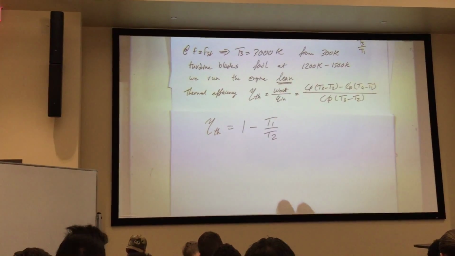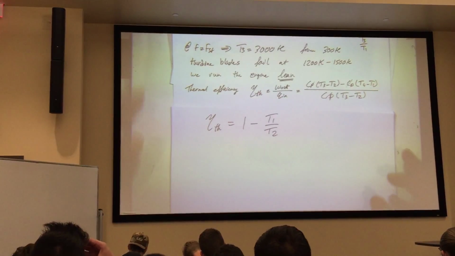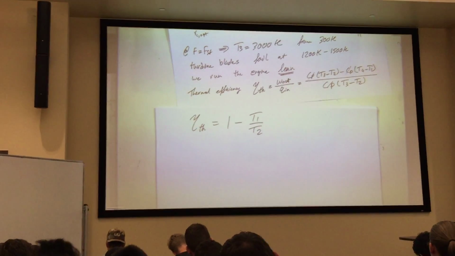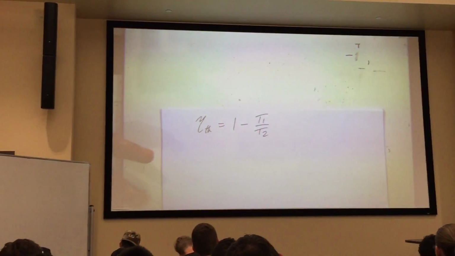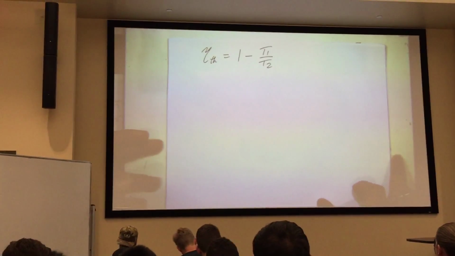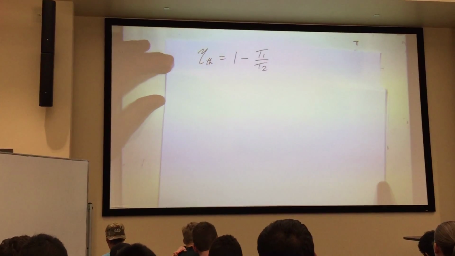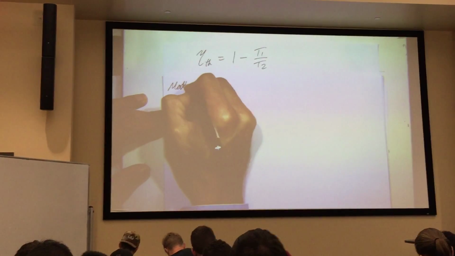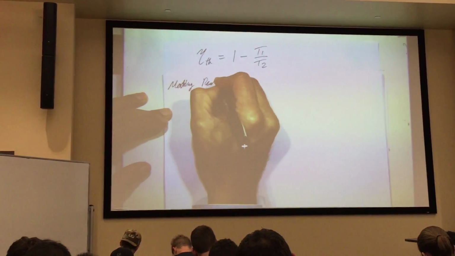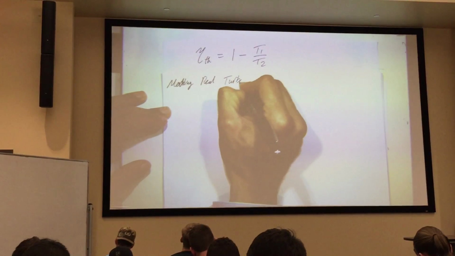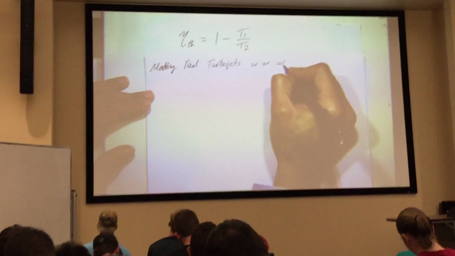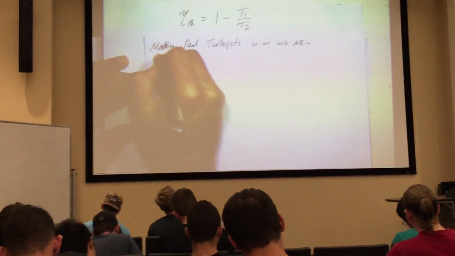So from there, let's do the real cycle for the turbojet and write our equations of how we solve turbojets. Which is the same exact principle. Let me start at a new page. We've done so far modeling real turbojets, with or without afterburner.